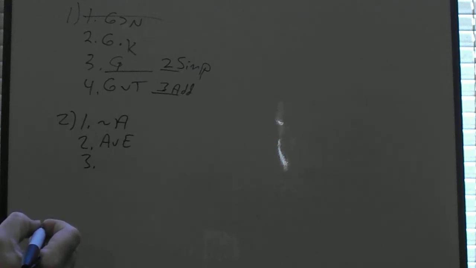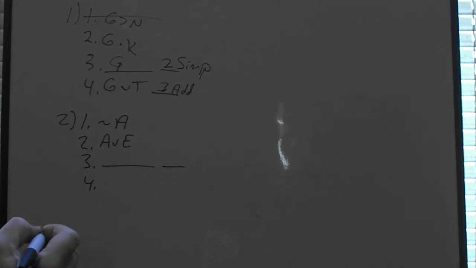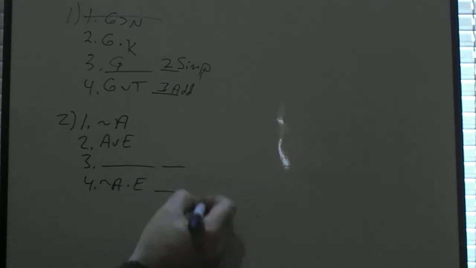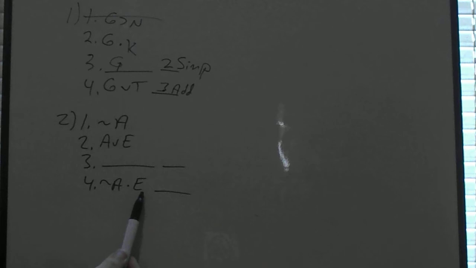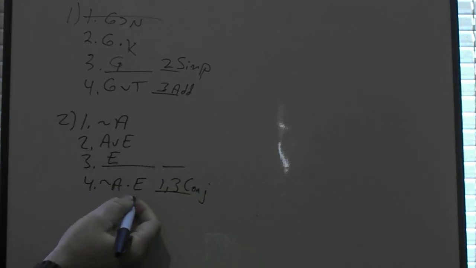Line 3 was the empty one. And line 4 is not A and E. Okay. Well, looking at the conclusion that's presented here, not A and E, the only way I'm going to get that is through conjunction. I would need not A on one line and E on the other. We've already got the not A, so I need the E for line 3. That way, lines 1 and 3 can give me that answer through conjunction.